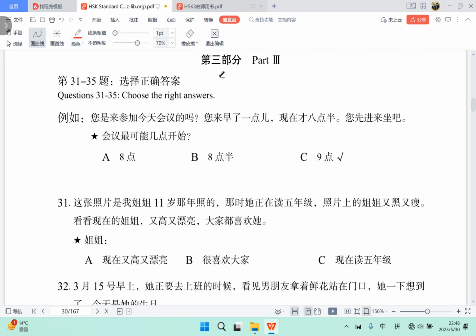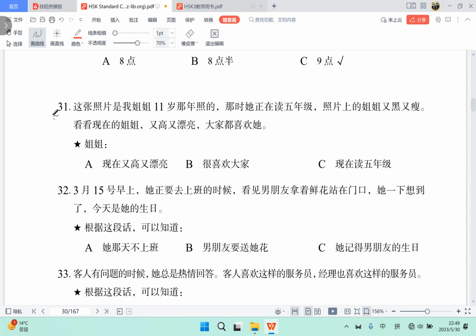Okay, third part, 选择正确的答案, to choose the correct answer. So we check the options first. A 现在又高又漂亮, now she's both tall and beautiful. And B 她很喜欢大家, she likes everyone very much. Pay attention to this: she likes everyone, but not everyone likes her. Everyone likes her would be 大家都喜欢她, but here it is 她很喜欢大家, she likes everyone.